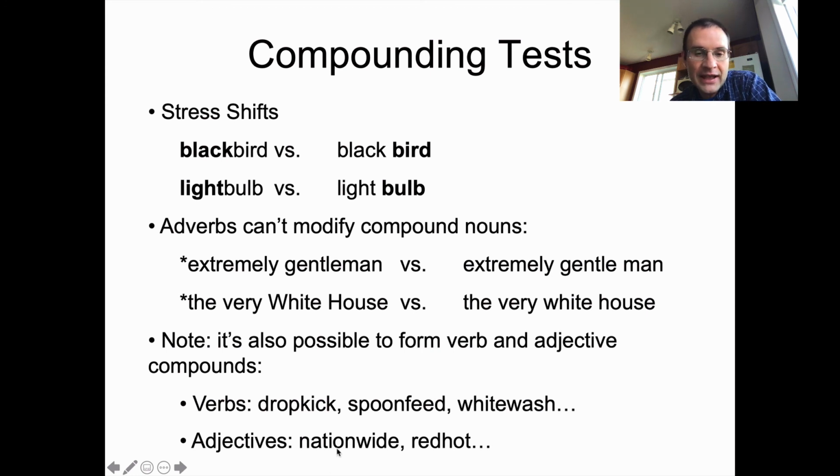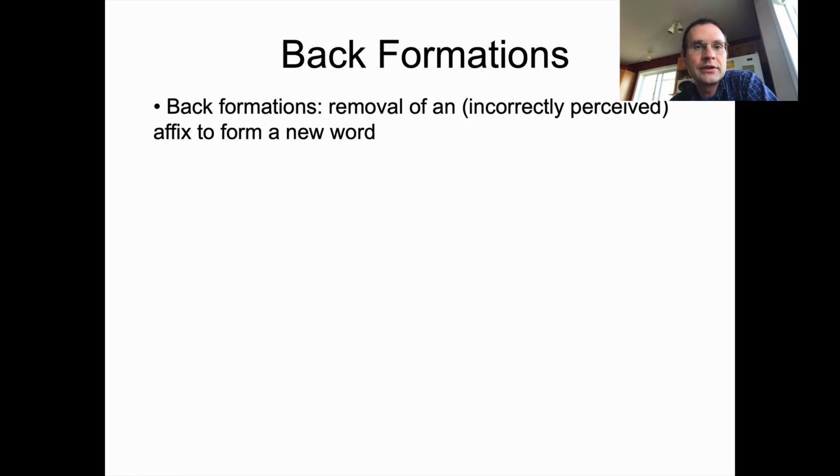Nationwide is a compound adjective. So that's a noun and an adjective. Or red hot, I guess those are two adjectives together. So there's a lot of different lexical categories that can get squeezed together to form compounds in English. Yeah, so it's a pretty productive and, like I said, widespread process in the language.